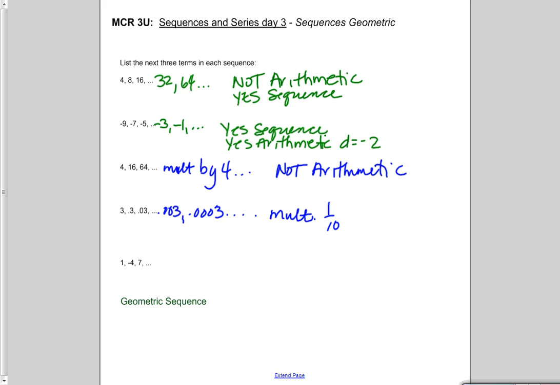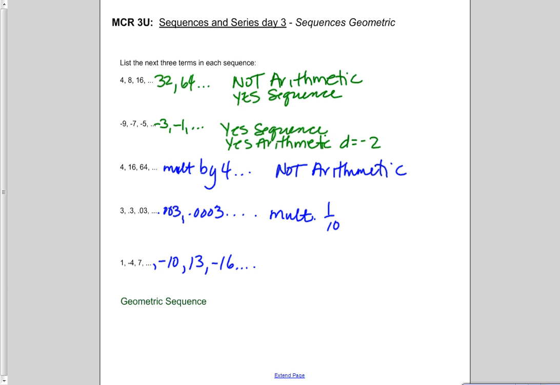1, -4, 7. We can find future terms. The absolute value of each term is going up by 3. So my next term would be -10, because it seems to be alternating between positive and negative. 13, -16, and so on. But it is not arithmetic. You are not adding the same thing each time to get a subsequent term, nor are you multiplying each time. Could we come up with a recursive formula for this one? I'll leave that with you.